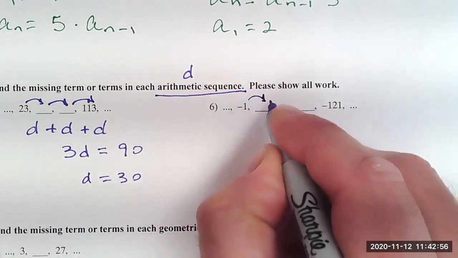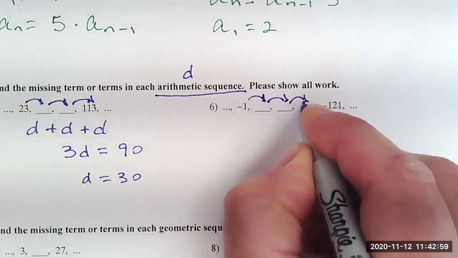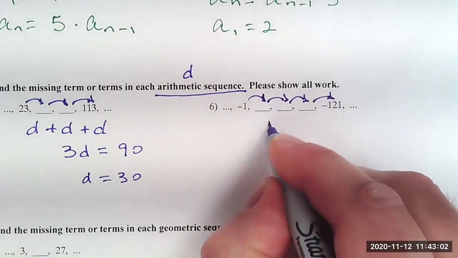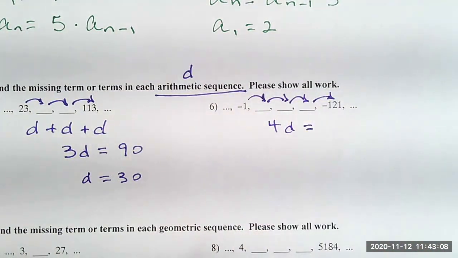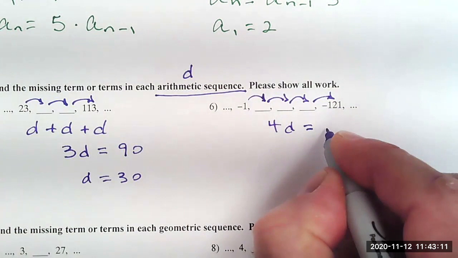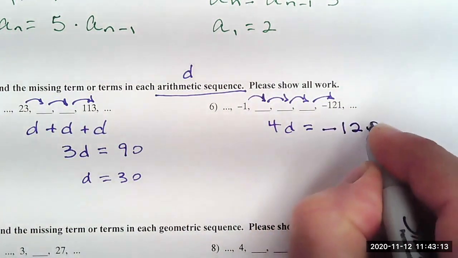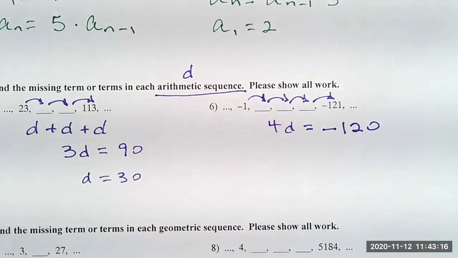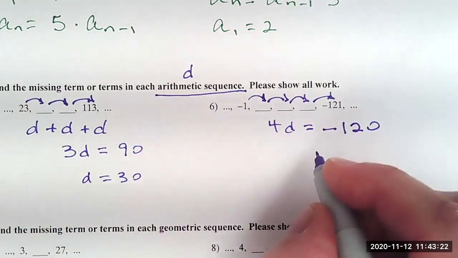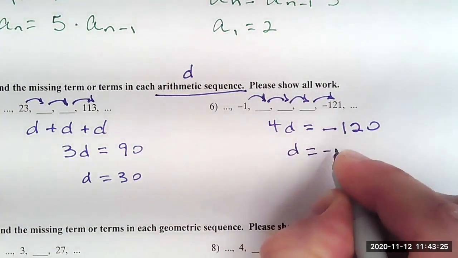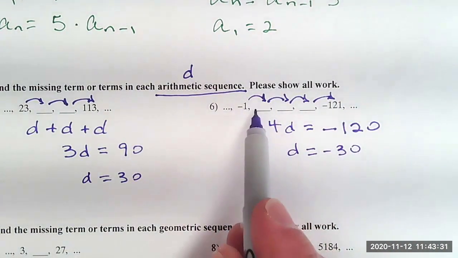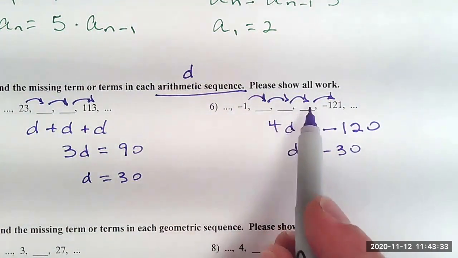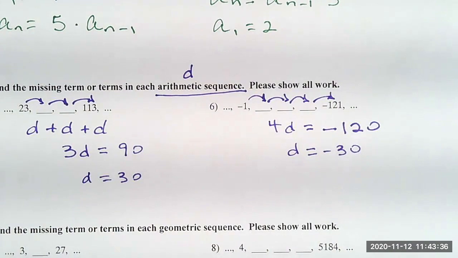I have D plus D plus D plus D a fourth time. So 4 times D equals the difference between -1 and -121. The difference is -120. Subtract the opposite of 1 is -120. Divide both sides by 4. My common difference is -30. So -1 subtract 30, subtract 30, subtract 30. You'll be able to find your missing terms.